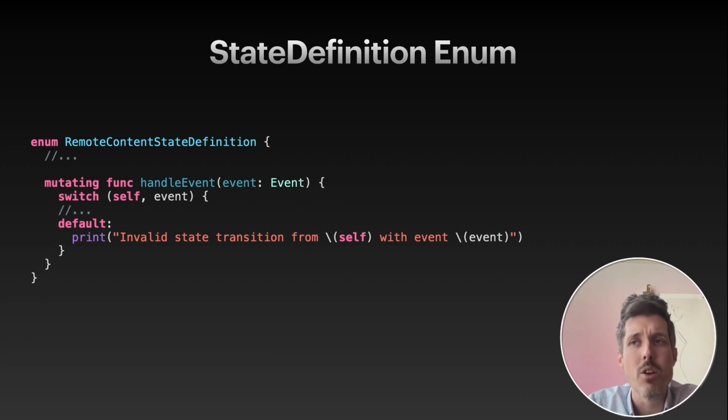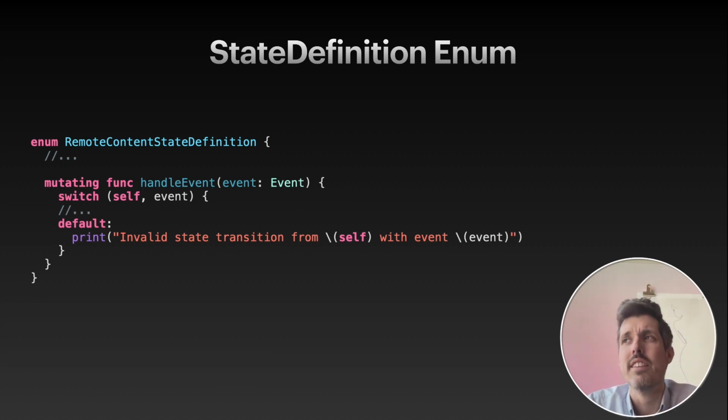But now, what should we do? Well, you have a few options. The first would be, if you want to be really strict, you could crash. You could emit a fatal error and just stop your application.